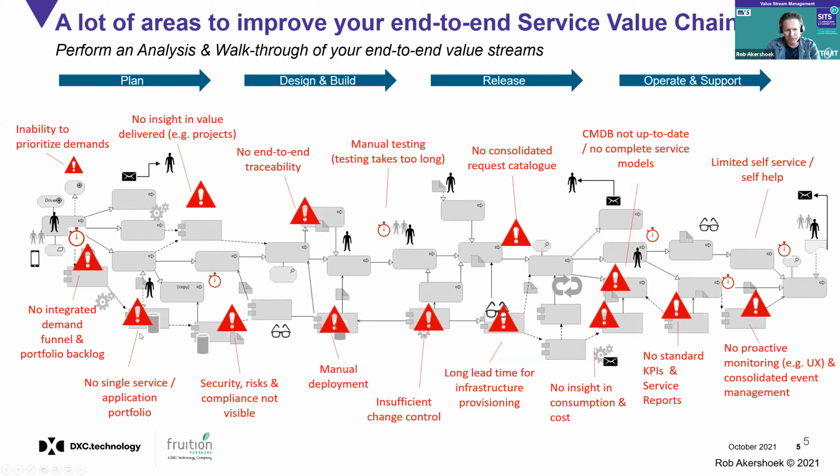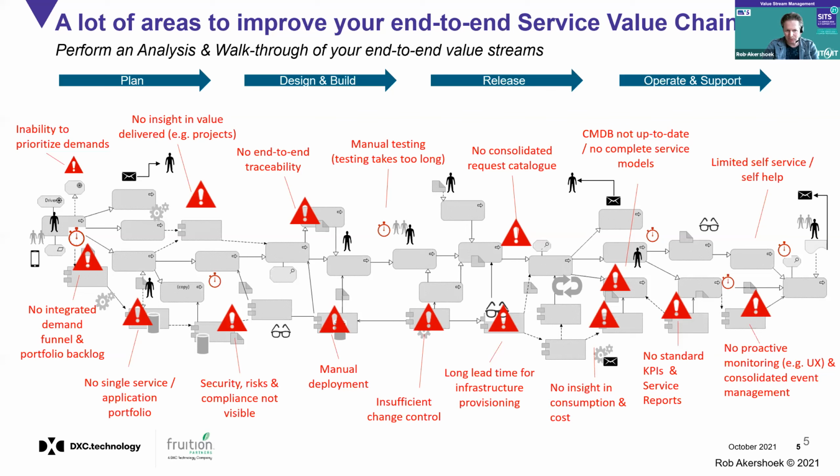We don't have a good service portfolio. We do have a lot of manual deployment. Testing takes too long. We lack a good request catalog, or ordering infrastructure just takes too long for my team to get working. We don't have good monitoring in place so that we proactively detect issues and can resolve them. We don't have good self-service and self-help. And again, the CMDB is not up to date.